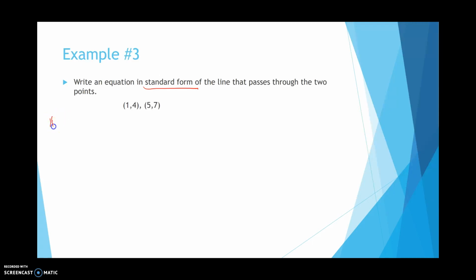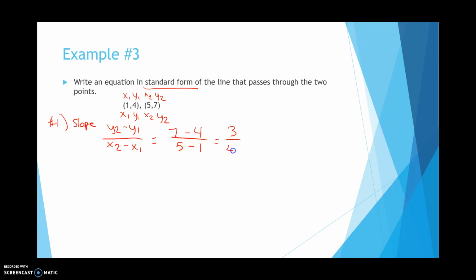So step number 1, I need to find my slope. That's what I'm going to do first. So we have x1, y1, x2, y2. So we think of y2 minus y1 over x2 minus x1. So (1, 4) is x1, y1, (5, 7) is x2, y2. So now this is going to be 7 minus 4 over 5 minus 1. 7 minus 4 simplifies to 3. 5 minus 1 is 4. So 3/4 is my slope.